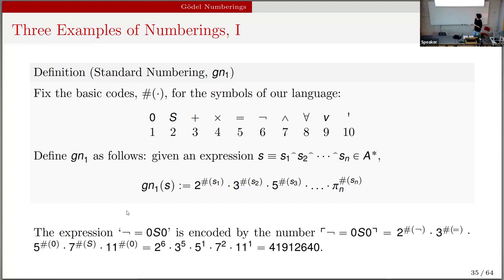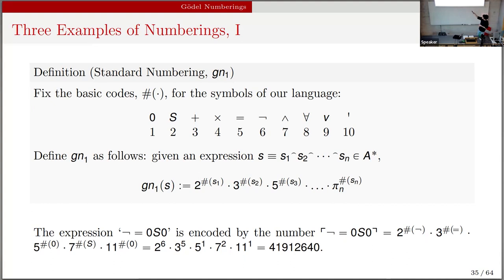So to give you an example, take this expression, negation equals 0 successor 0. This is going to be encoded by a certain number, and this number will just be 2 power the basic code of negation times 3 power the basic code of identity, and so on and so on, which is just 2 power 6 times 3 power 6, and so on, which is this big number, if I'm not mistaken. And so this number here will be the code for that expression. And we can do that with all elements of A star. So any expression in our language will have a certain unique number.